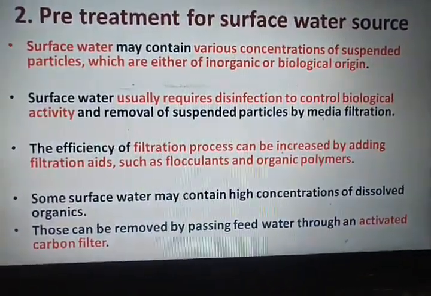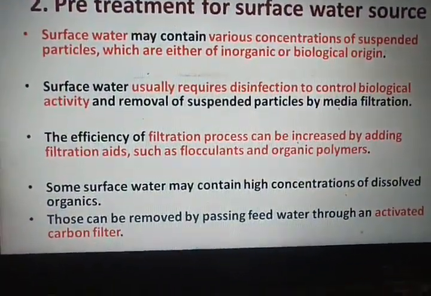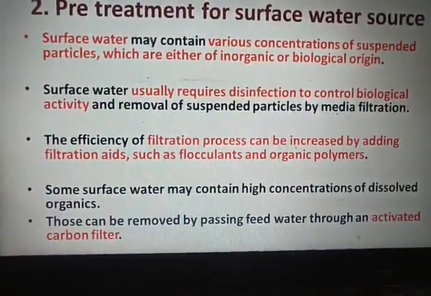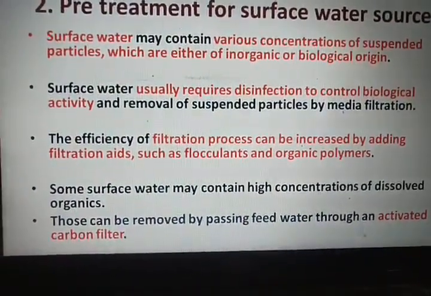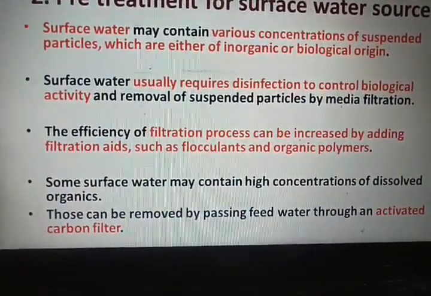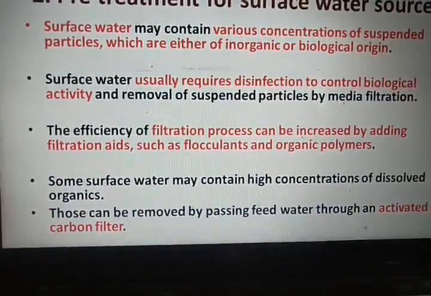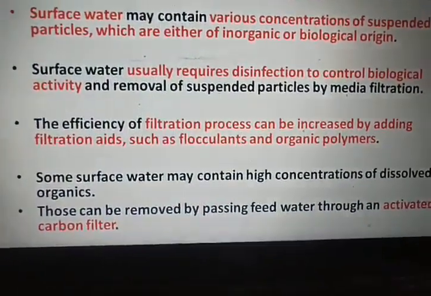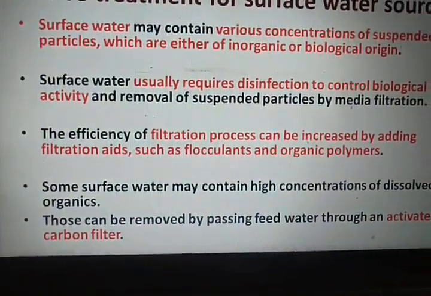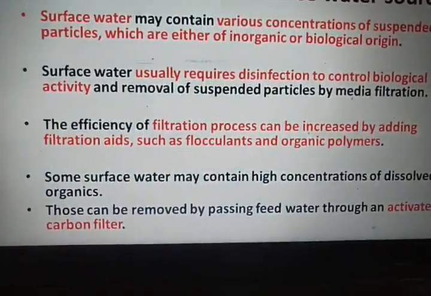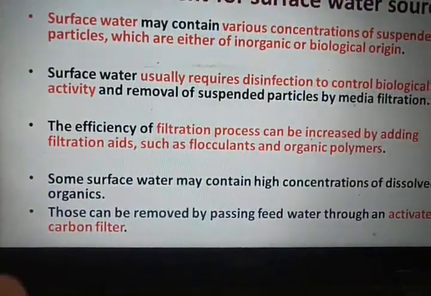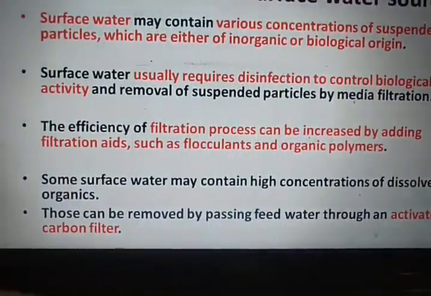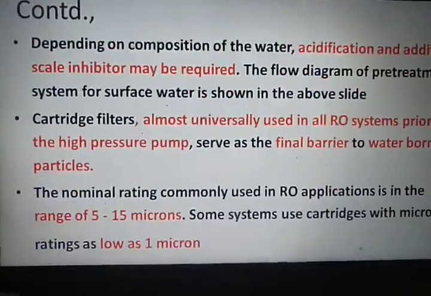Because it may contain many inorganic and biological impurities, surface water is given a combination of different pre-treatment processes as shown in the previous slide. It should be disinfected, because certain biological impurities will clog the filter media. The efficiency of this filtration process can be increased by adding filtration aids such as flocculants and organic polymers. Since it contains many types of impurities, dissolved, suspended and colloidal, it can also be passed through a bed of activated carbon filter as shown in the previous slide.